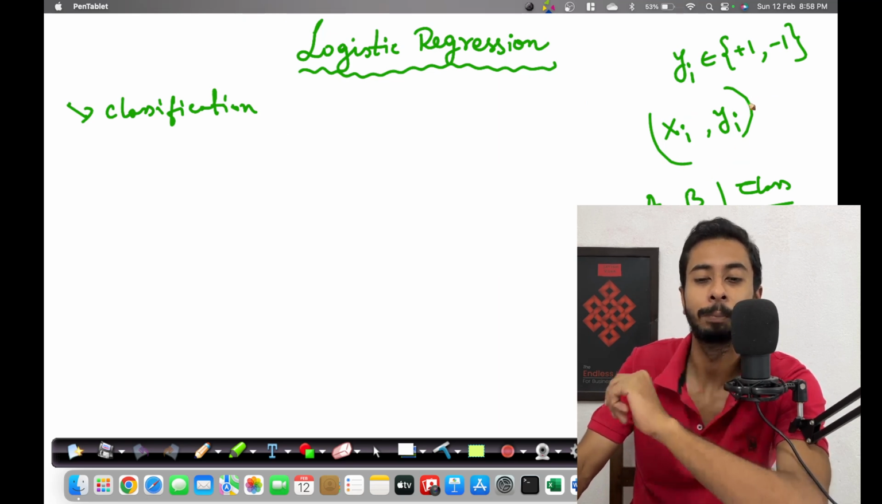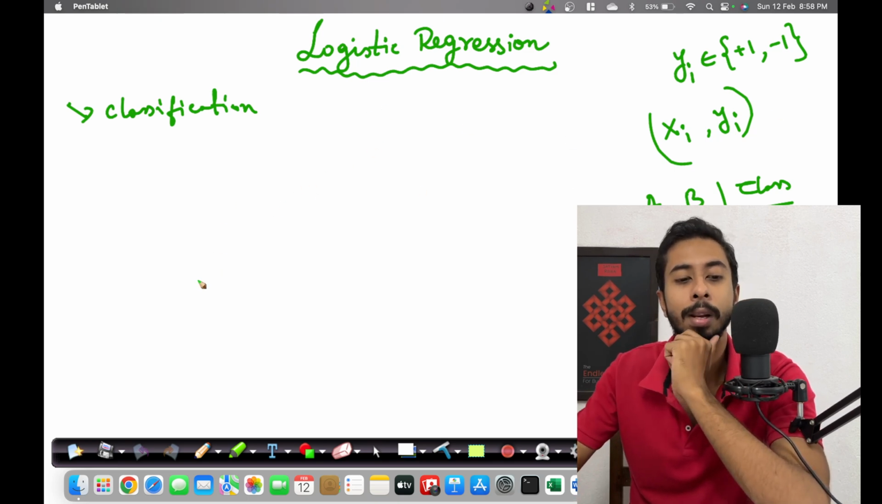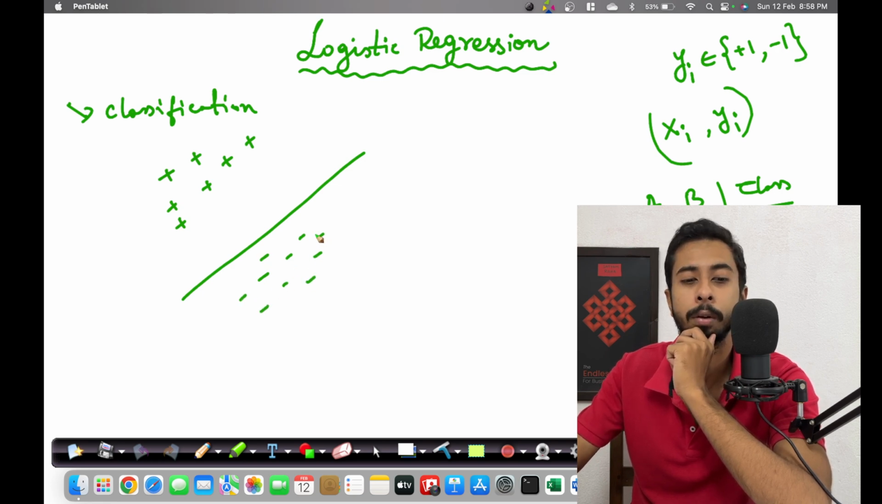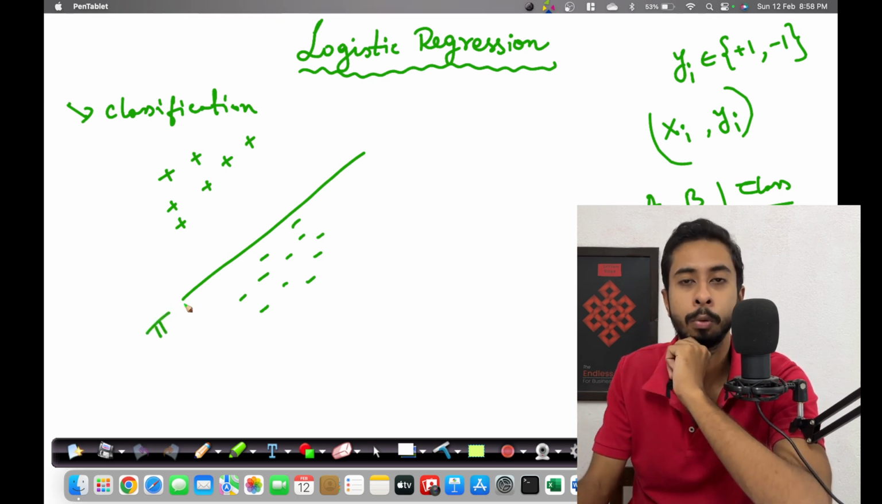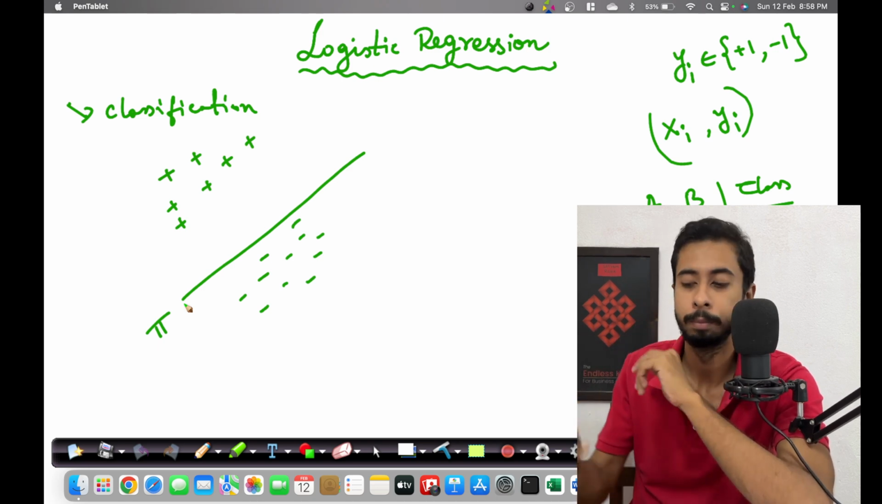So here you see we have +1 and -1, we have xi's and yi's already provided. Now let us assume that there is a plane, and we have some positive points over here. These are some positive points, and let's say we have some negative points on the other side of the plane or a line. Let's say this is a plane called pi. In 2D it will be a line. In n-dimensional space it will be a plane.